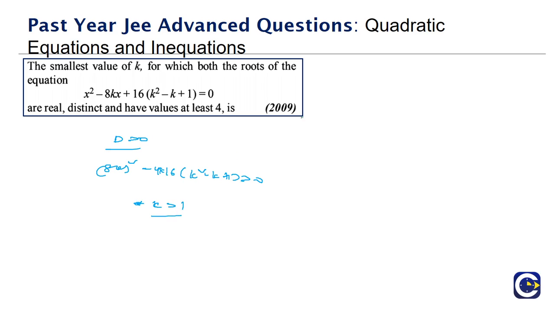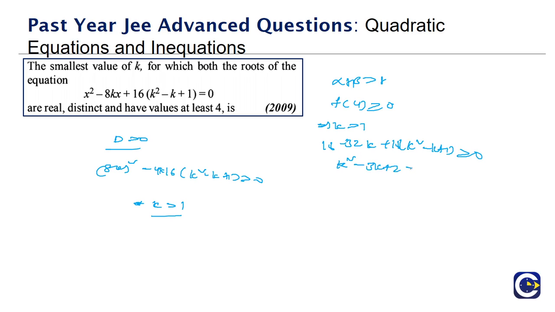Both roots are greater than or equal to 8. So alpha plus beta value is greater than 8 and f of 4 is greater than or equal to 0, implies k is greater than 1. So 16 minus 32k plus 16 into (k square minus k plus 1) is greater than or equal to 0. So k square minus 3k plus 2 is greater than or equal to 0, implies (k minus 1) into (k minus 2) is greater than or equal to 0. So k belongs to minus infinity comma 1 union 2 to infinity.